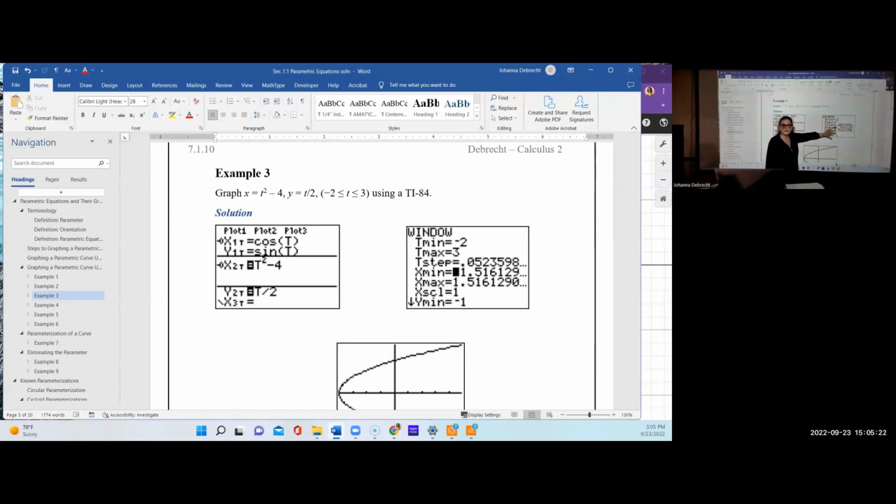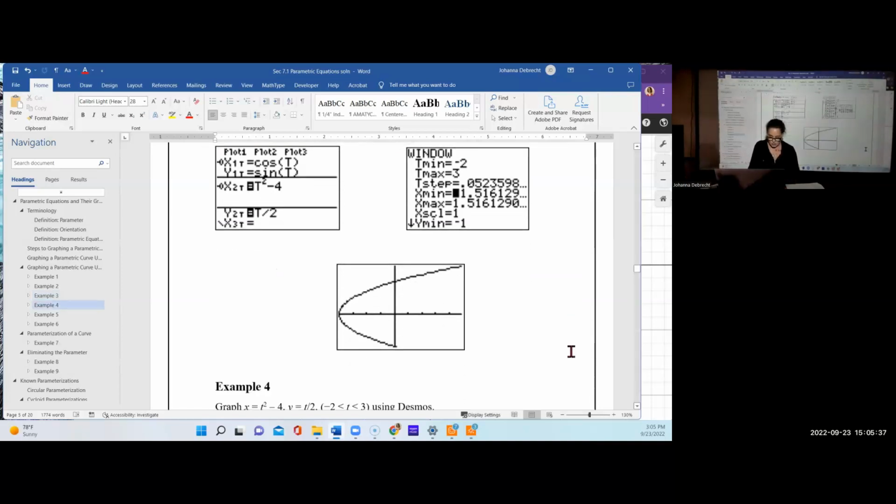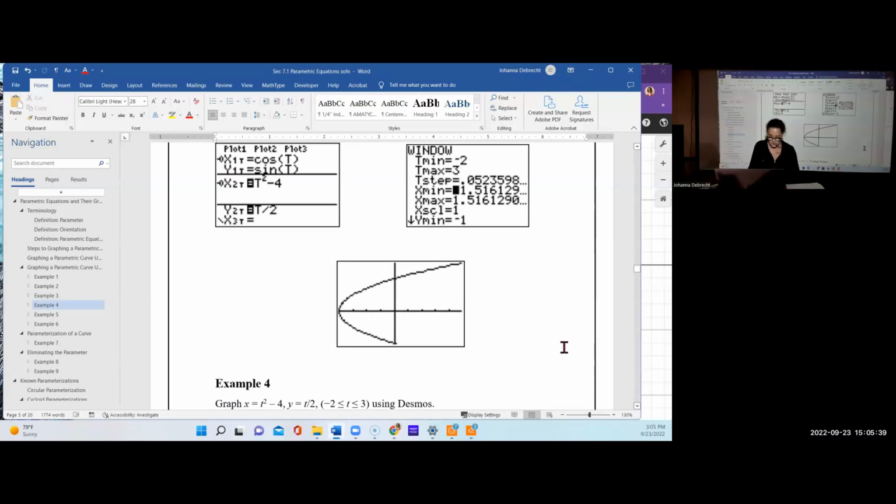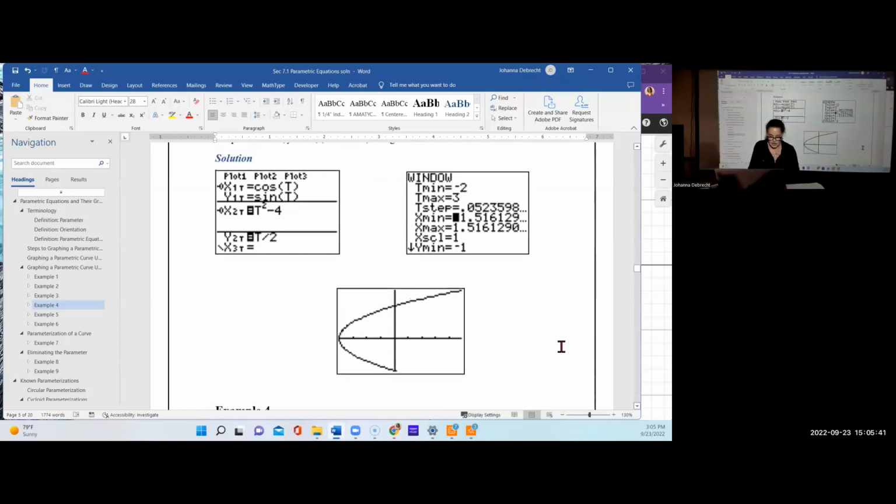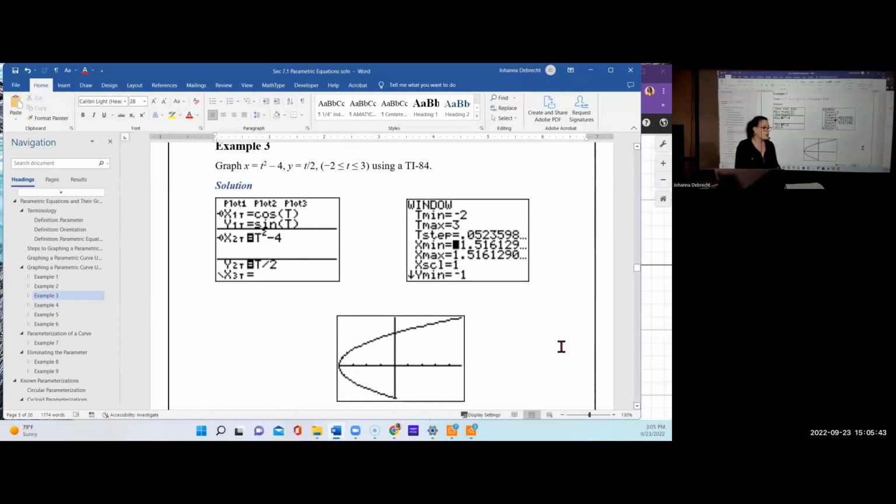I don't want to do the x min, x max, y min, y max. I'll let the calculator figure out what that is. Hit zoom fit. After you hit zoom fit, hit zoom square. And when you're done, you're going to watch it trace out this curve that you see right here. Now, how can we know where it's starting and stopping in a static picture?